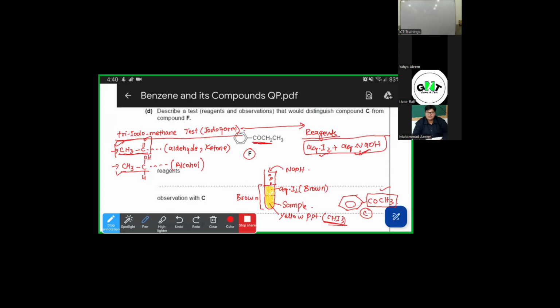Because it doesn't have that group. CH3 with C double bond O is not there. In it, CO is attached with CH2. This is CH3, this is CH2, and further this is CO, so C double bond O, and further this is benzene, like that. So if you look, this C double bond O is attached with CH2. It's not attached with CH3. So for this test, the C double bond O should be attached with CH3. I told you right now.